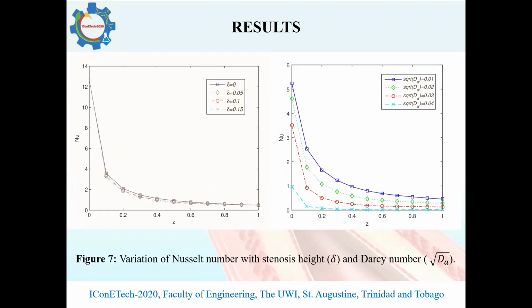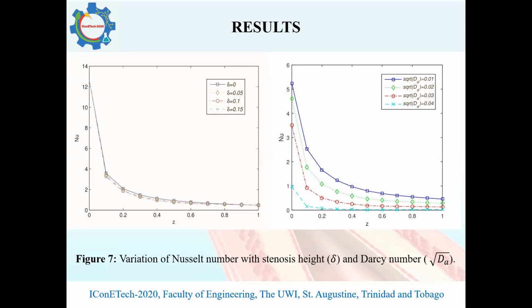And this was also noted with respect to increasing the stenosis height and the Darcy number. So stenosis height again refers to, you can think of it as, the stenosis growing in the vessel and the pathway through the vessel decreasing. And of course, the Darcy number, we said, was related to the permeability. And we mentioned that certain drugs have the capability of affecting the permeability of the vessel walls.